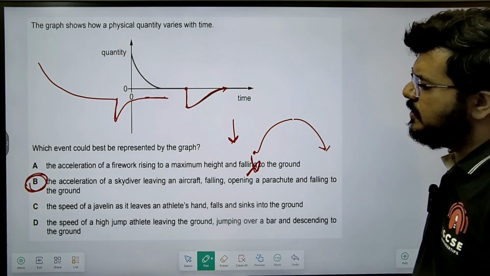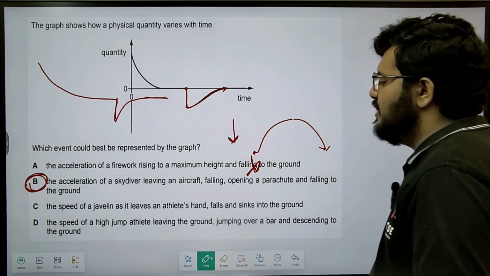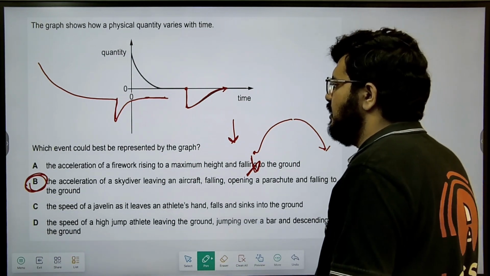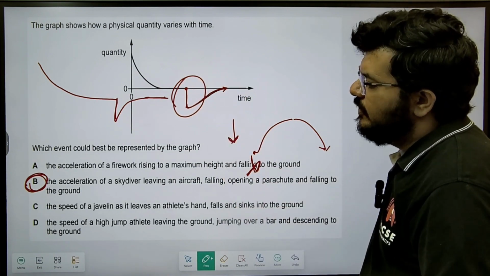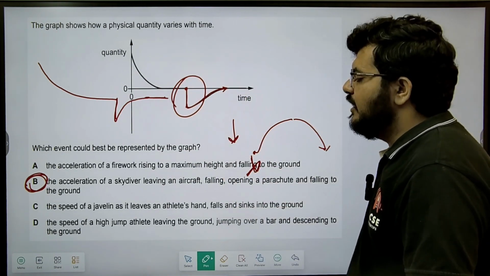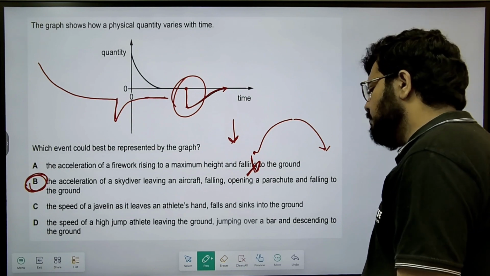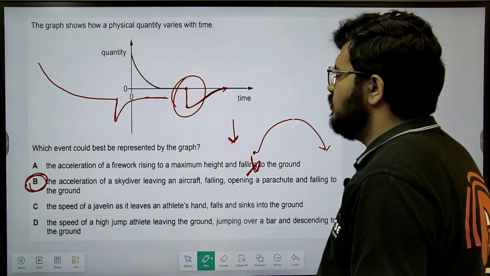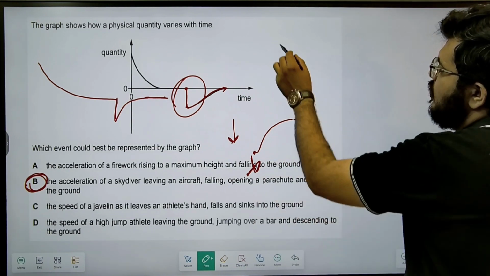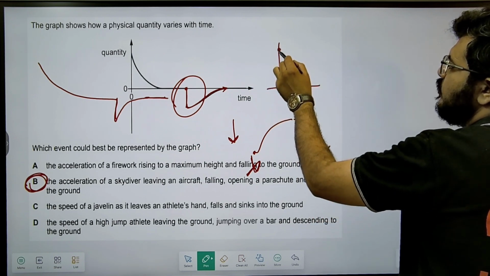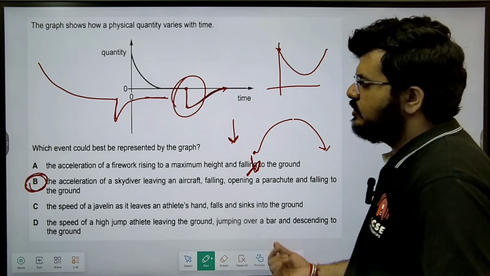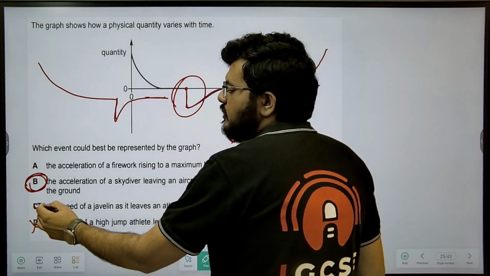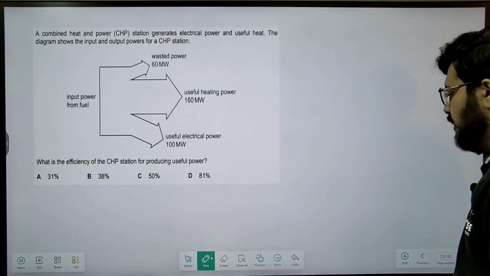But let's see the speed of a javelin as it leaves an athlete's hand, falls and sinks into the ground. But there is no jerk like this, right? For the javelin. Speed of a high jump athlete leaving the ground, jumping over a bar and descending to the ground. See, the speed of a high jump athlete starts from a maximum value and goes like this, right? So that should also not be your answer. Option B is the correct answer, guys.